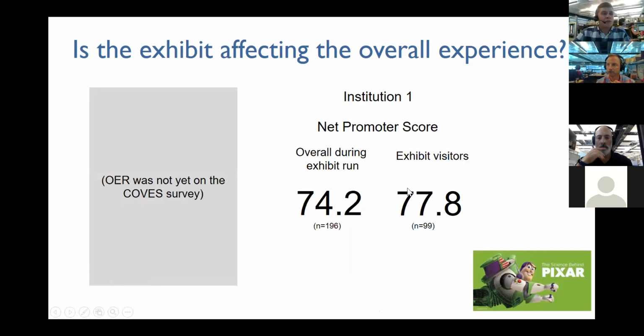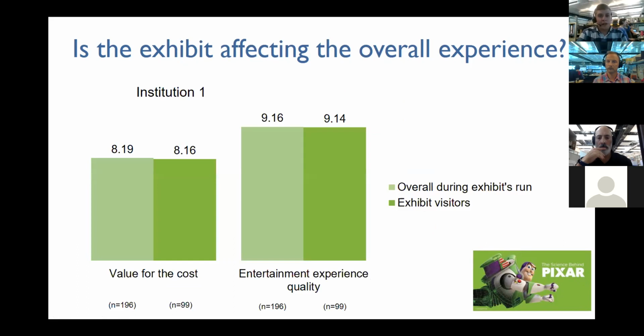This is not a perfect comparison because the other institution that had Game Masters, I think it was like a really small sample size for some reason, or much smaller than we had before. So I actually decided to compare it to Pixar because that was another upcharged exhibit. So for this one, we don't have the OER data because it wasn't yet on the COVES survey. But when we look at Pixar, at this other institution, they also saw a slightly higher Net Promoter Score than overall during the exhibit's run. But to muddy the picture a little bit and to reference the grain of salt I brought up earlier, the differences in experience ratings are virtually non-existent. So they didn't really see any differences between value for cost or entertainment experience.